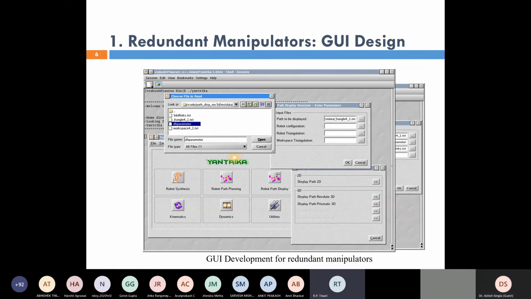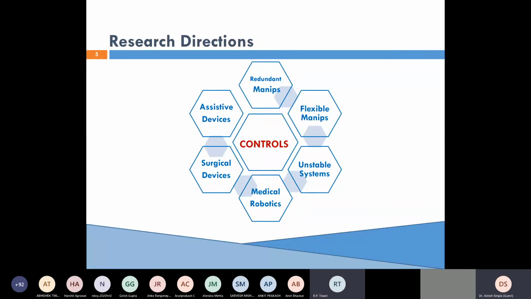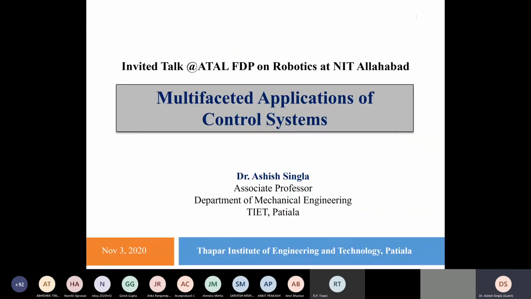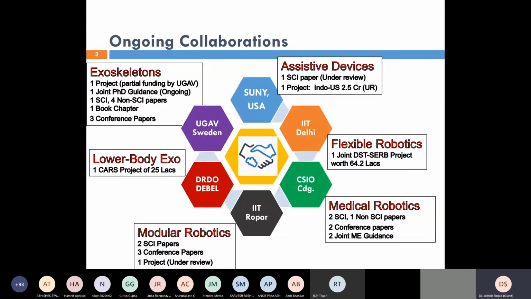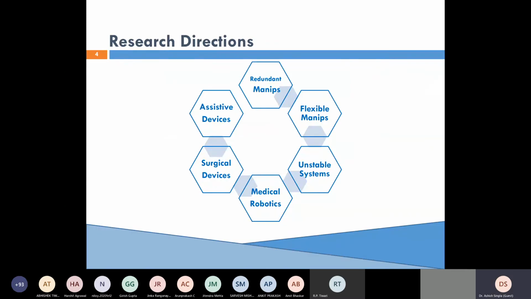Right, sir. So as I mentioned over here, these are the different active collaborations which we are having with the USA, Sweden, with national collaboration with IIT Delhi, IIT Ropar, and with the CSIR lab at Chandigarh, as well as the DRDO lab in Bangalore, in different facets. And all these research directions are in redundant, flexible, medical and assistive devices. And what is common in all this is the control term. So control is common in all these aspects.